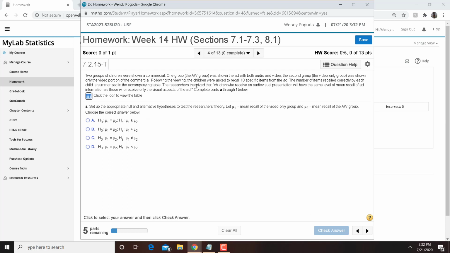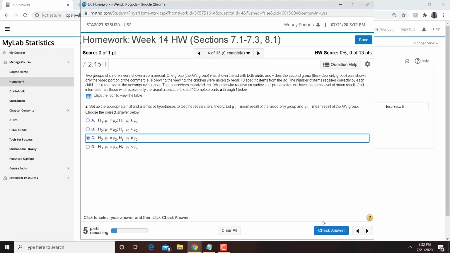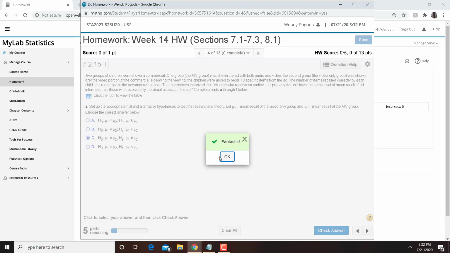It says, the researchers theorized that children who receive an AV presentation will have the same mean recall of the ad information as those who just received the visual aspect of it. Alright, so what's the hypothesis? Well, if we want to test to see if the means are the same, the alternative would be that the means are just different, because they don't give us that one's higher than the other. They just say that the null hypothesis is that they're the same, so by default the alternative would be that they're different. So that's our answer for part A.